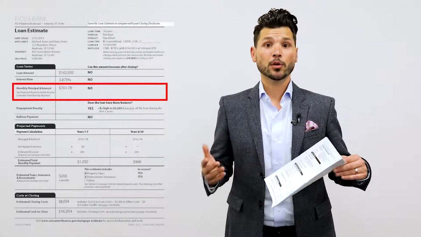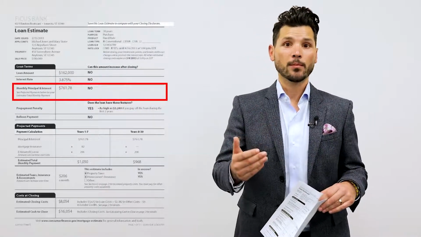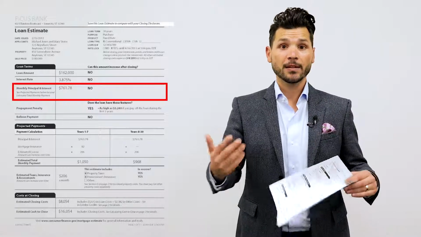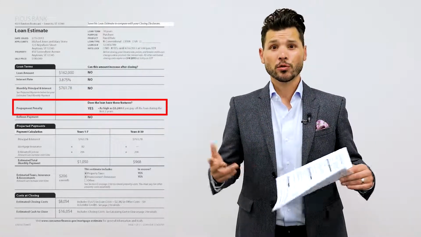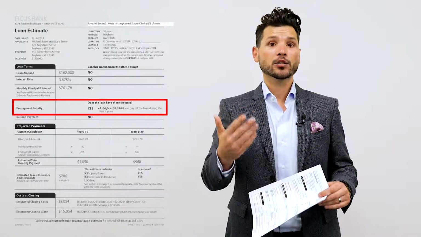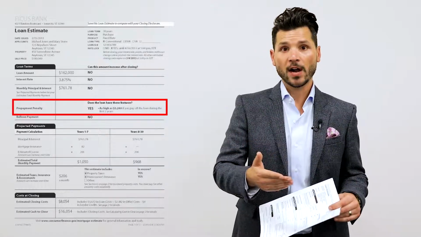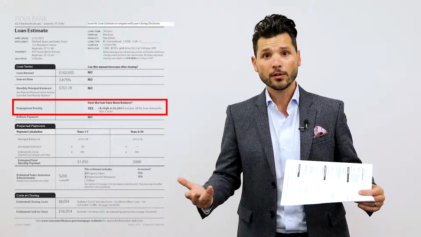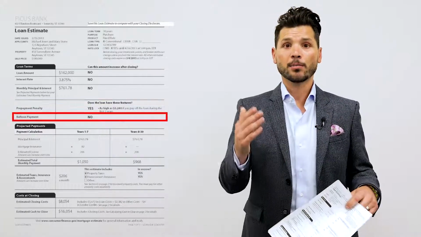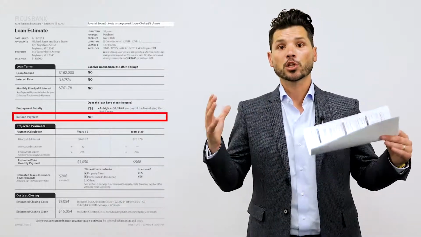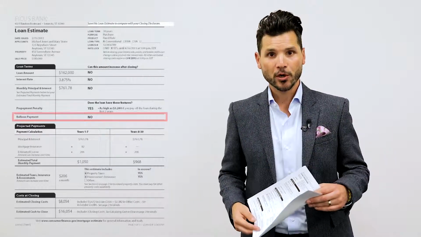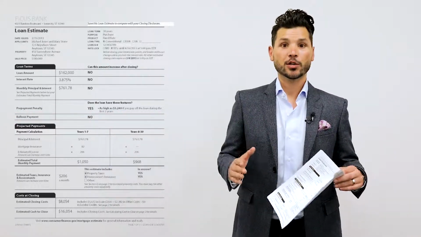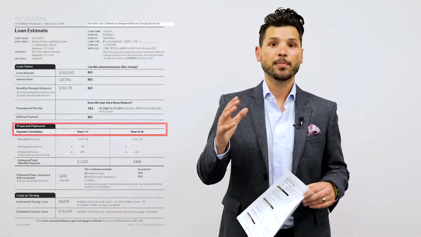The monthly principal and interest payment is the amount you're going to pay every month towards the balance and the interest due on that mortgage. A prepayment penalty, most loans don't have one nowadays, but that tells you whether or not there'll be a penalty for refinancing and paying off the loan early or selling the home and paying off the loan early. And a balloon payment lets you know if there's a large balance due in less time than the actual loan term. The next important section of the loan estimate are your projected payments.